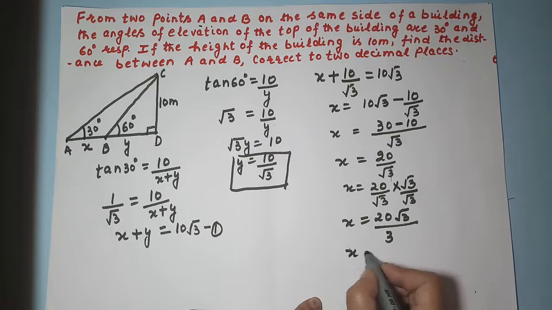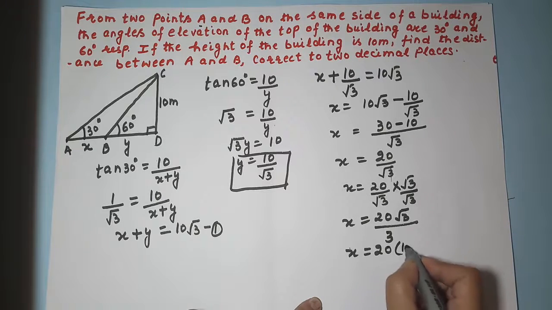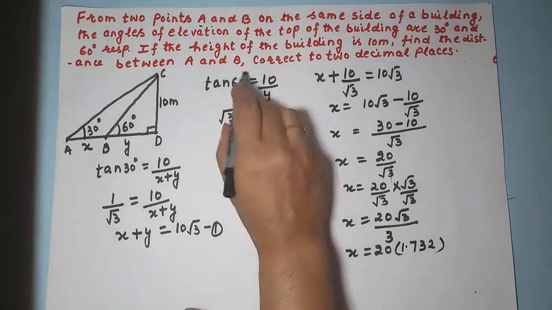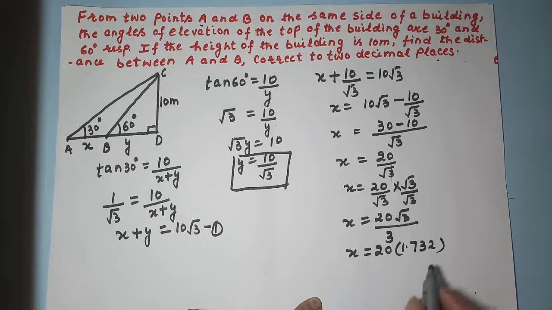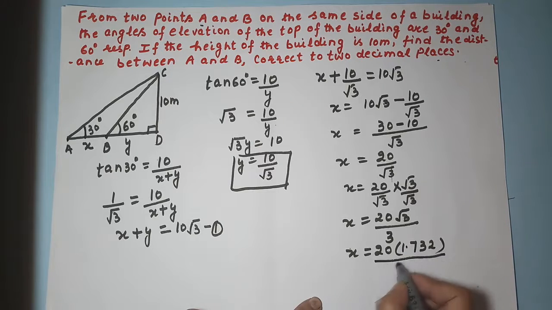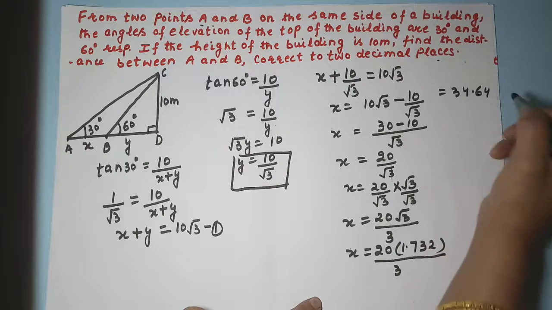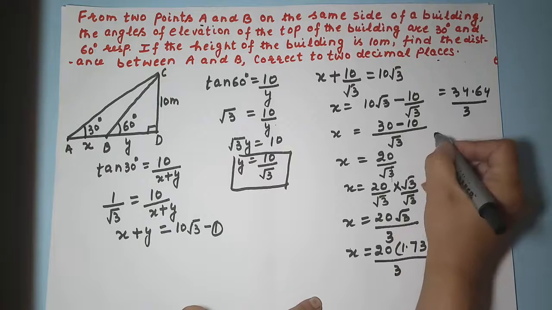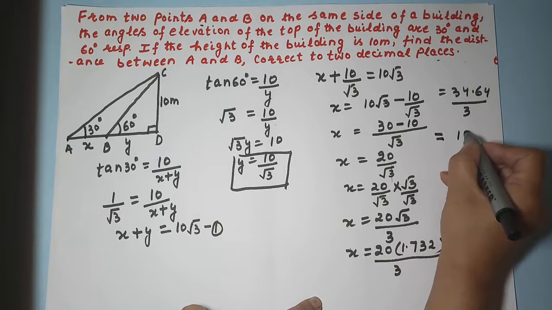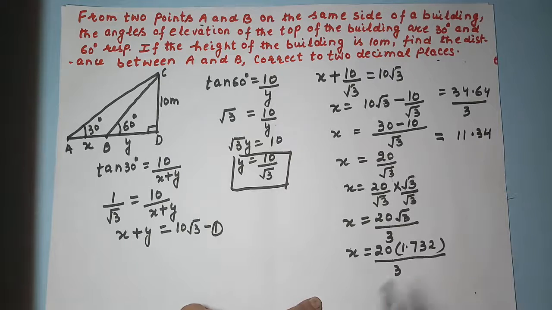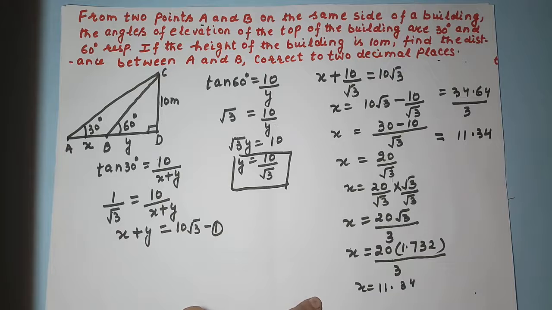So further what I will do is substitute the value of root 3 as 1.732 because he has asked me to write the answer correct to 2 decimal places. So this will give me 20 into 1.732, which is 34.64, divided by 3. So if I divide that by 3, that will be 11.34. So I have got the value of x as 11.34 meters.